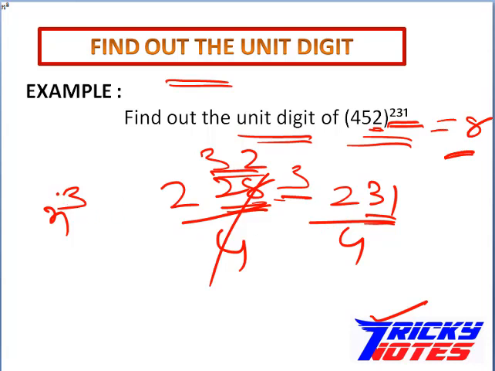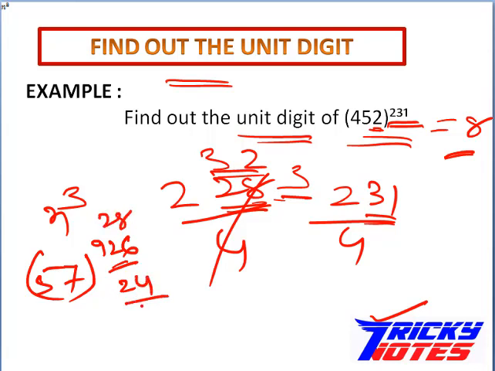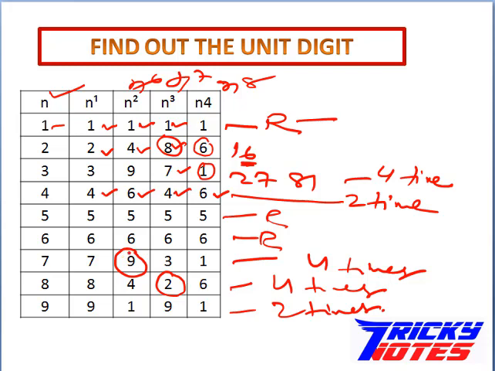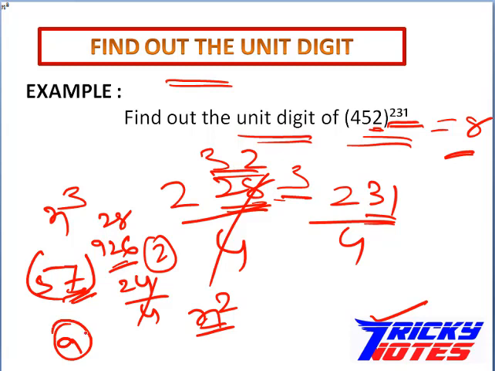Let me go with one more number. 57 to the power 926. Friends, 26 is not divisible by 4; either 24 is divisible or 28 is divisible. So 24 is divisible by 4, and we are left with 2 more. So that becomes n to the power 2. The unit digit is 7, so 7 to the power 2, and the unit digit is 9. So the answer will be 9.